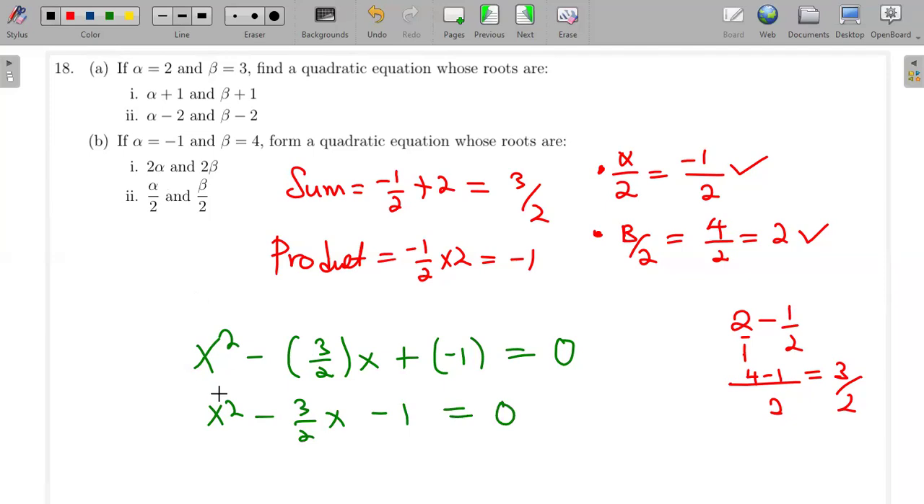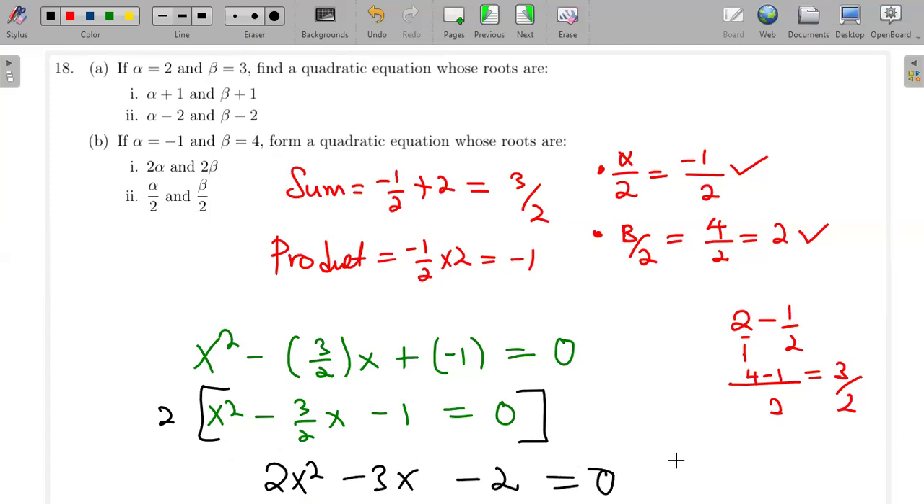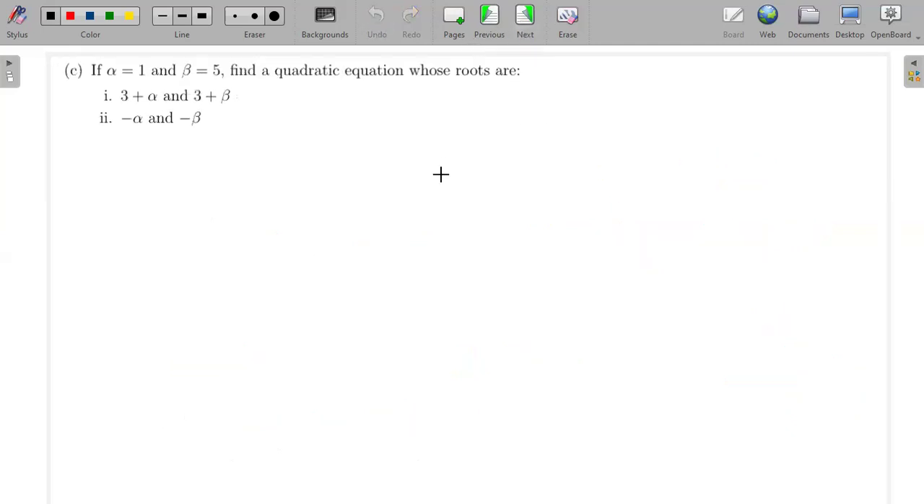So now we never leave a quadratic equation with a fraction. So I have to get rid of that 2 that I can see in the denominator there. So I'm just going to multiply throughout by 2, meaning that I'm just going to have 2x squared minus 3x minus 2 is equal to 0. So this one here is the new quadratic equation for these roots. All right, what about the next one?